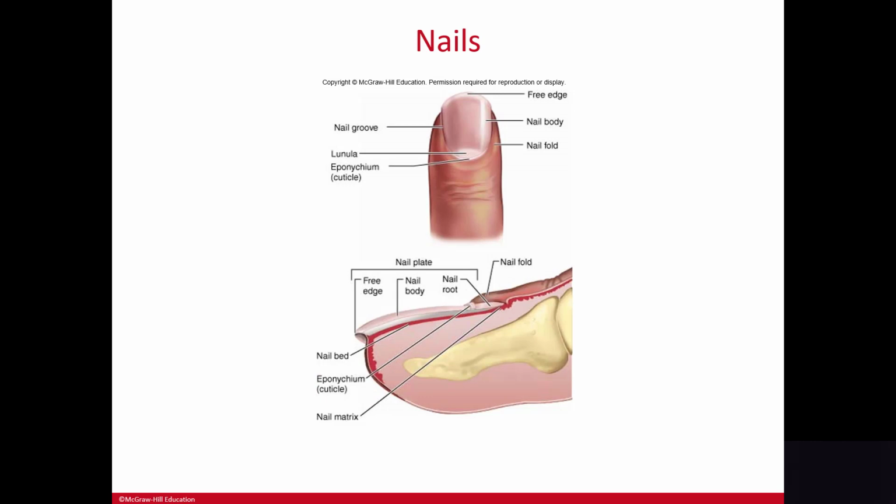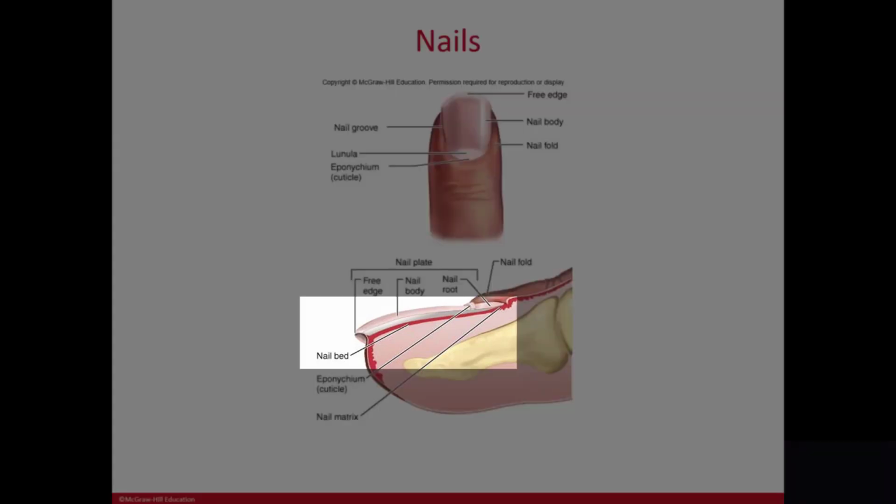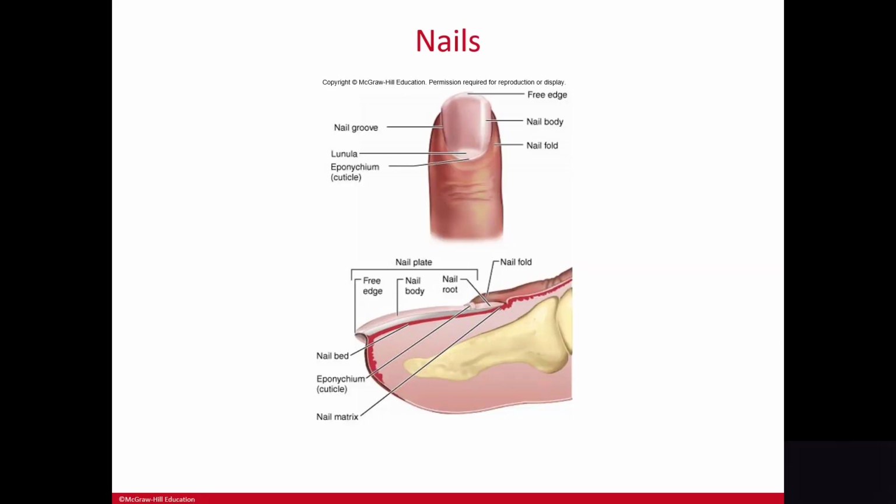Let's see, the largest portion of the nail rests on the nail bed. That's the living layer of the epidermis. So that's the stratum basale, the stratum spinosum, and the stratum granulosum. You can see all of that nice pink nail bed underneath the nail.